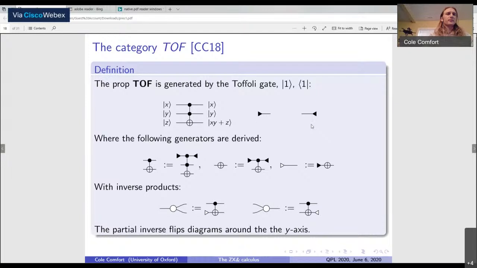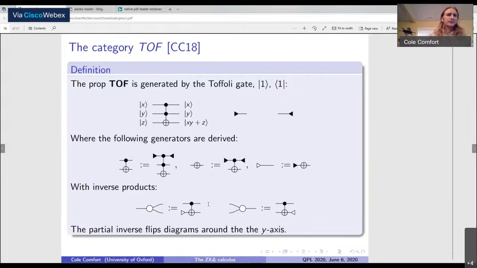Then you have the one preparation and measurement. You can define the controlled NOT gate, the NOT gate, 0, and then from this you can get the inverse products by applying the controlled NOT gate to the 0 state and the 0 effect. And the partial inverse is just given by flipping the diagrams around horizontally.